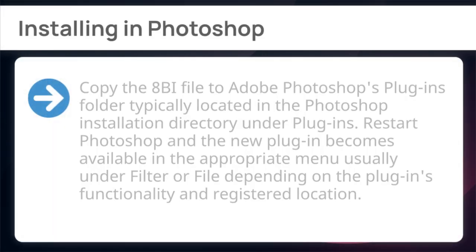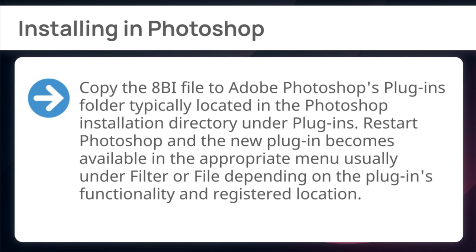First, installing in Photoshop. Copy the 8BI file to Adobe Photoshop's Plugins folder, typically located in the Photoshop installation directory under Plugins. Restart Photoshop, and the new plugin becomes available in the appropriate menu, usually under Filter or File, depending on the plugin's functionality and registered location.